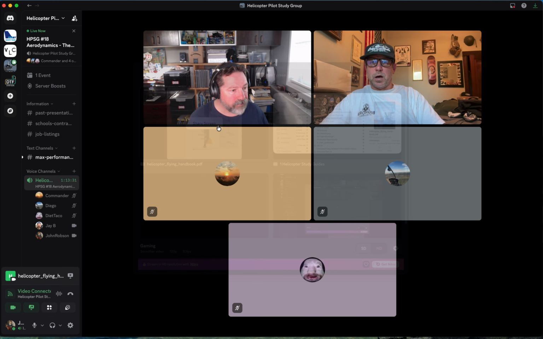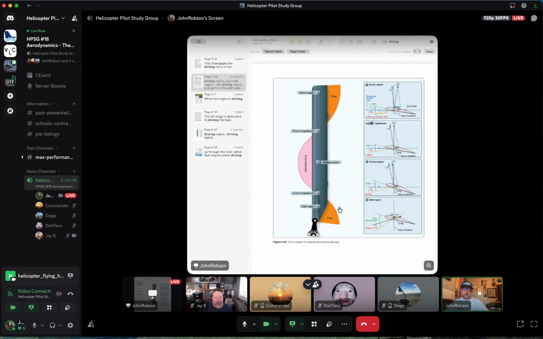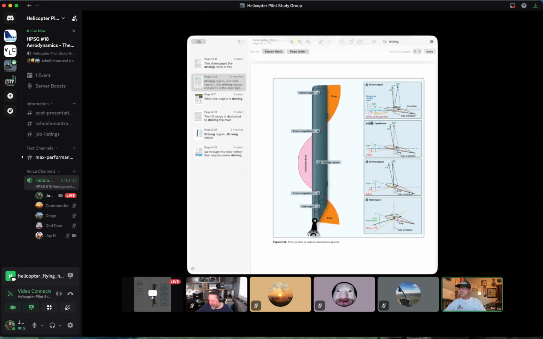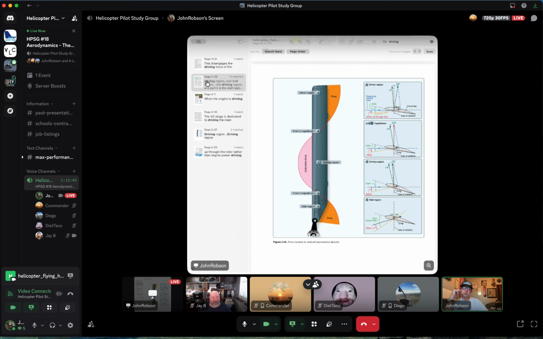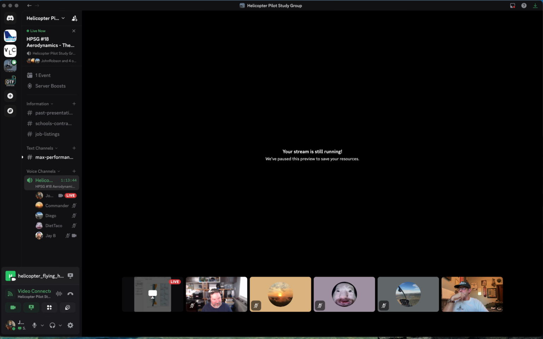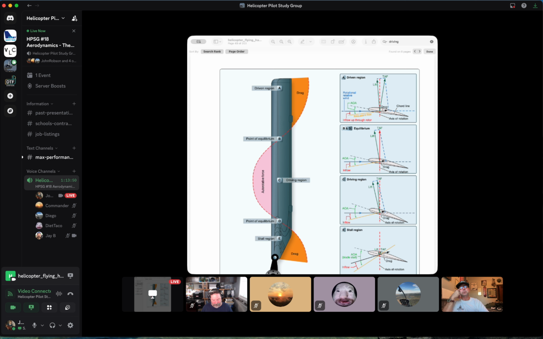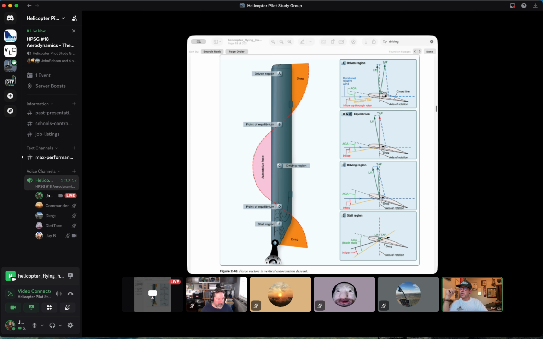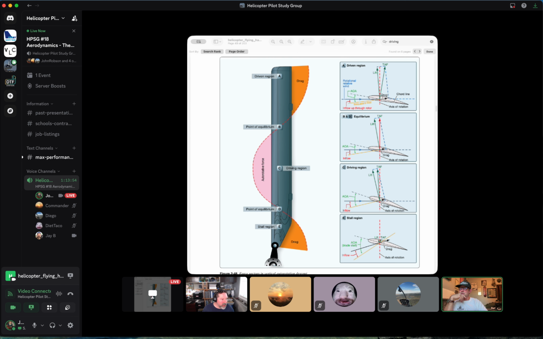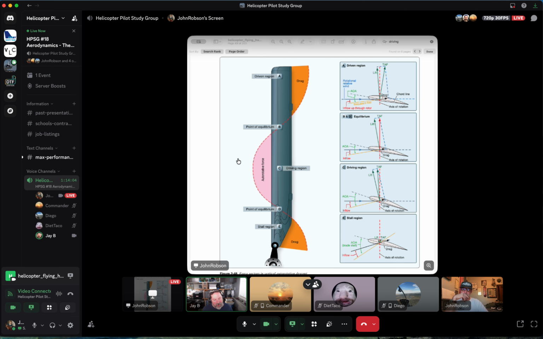I just have briefly this stalled, driving, and driven region, similar to what you had. This is just from the Helicopter Flying Handbook. Yours is a little more interactive than what I'm showing here, but it's essentially the same concept: how the angle of attack and induced flow change on different portions of the rotor disc. So this is the one from the Helicopter Flying Handbook, right, John? Yes, sir.